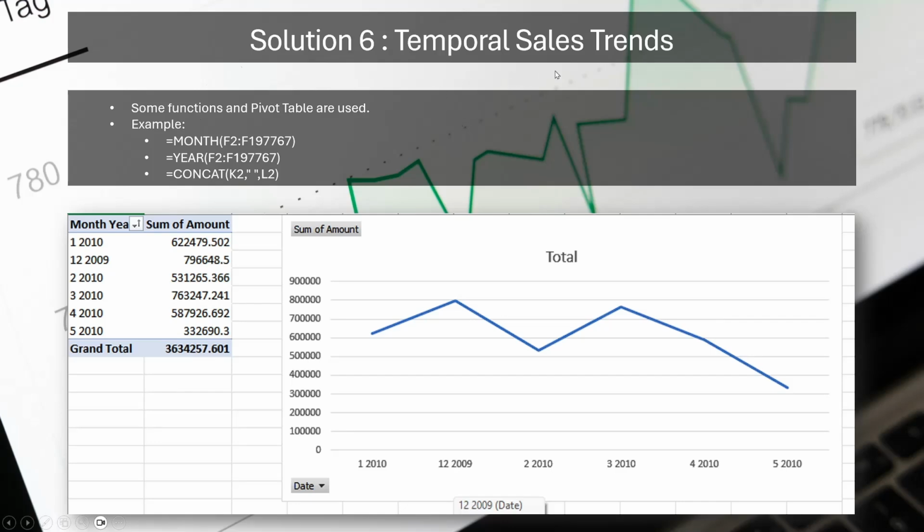Let's move on to the next question, temporal sales trends. In this question, the sales trend was to be observed over the coming year. Time functions like month and year, pivot table, and concat functions were used. By using analysis tools, we get this chart and this pivot table. As you can see, the most sales occurred in December 2009 and March 2010, and sales dropped in May 2010. So we get peaks in December and March.